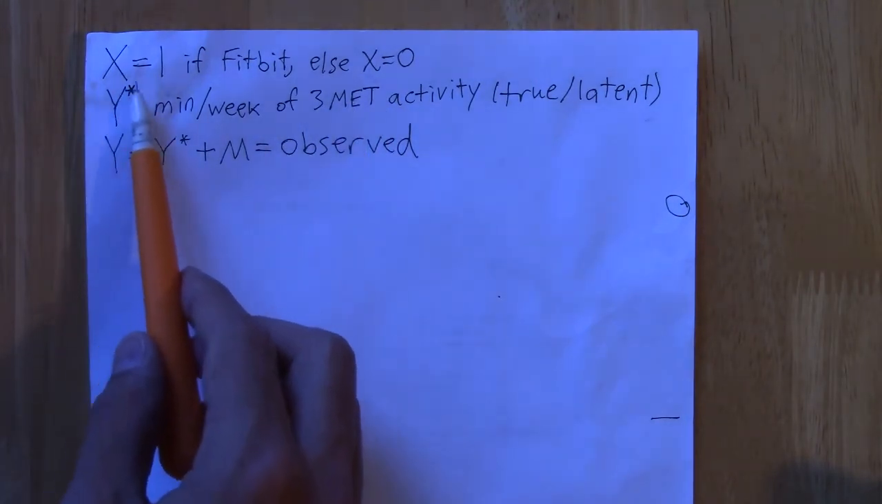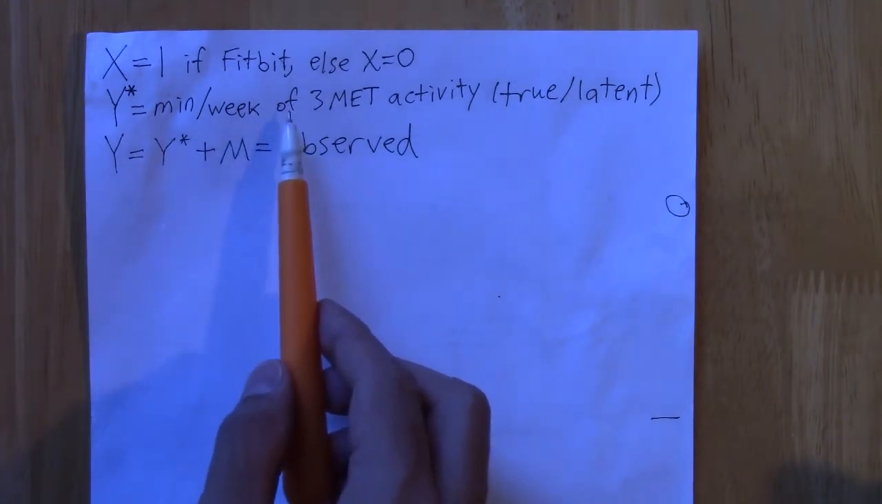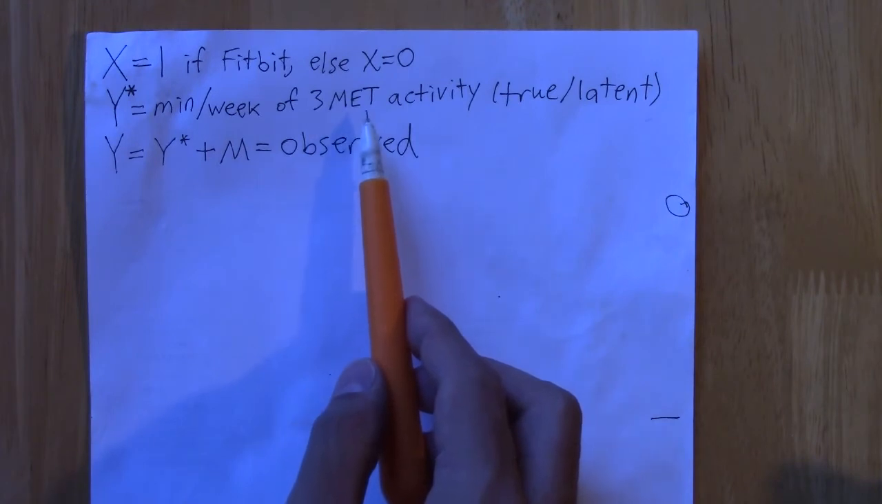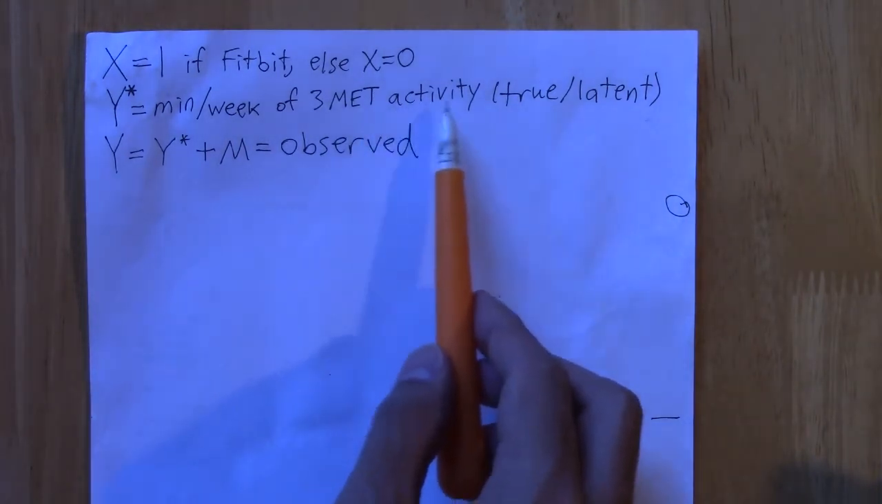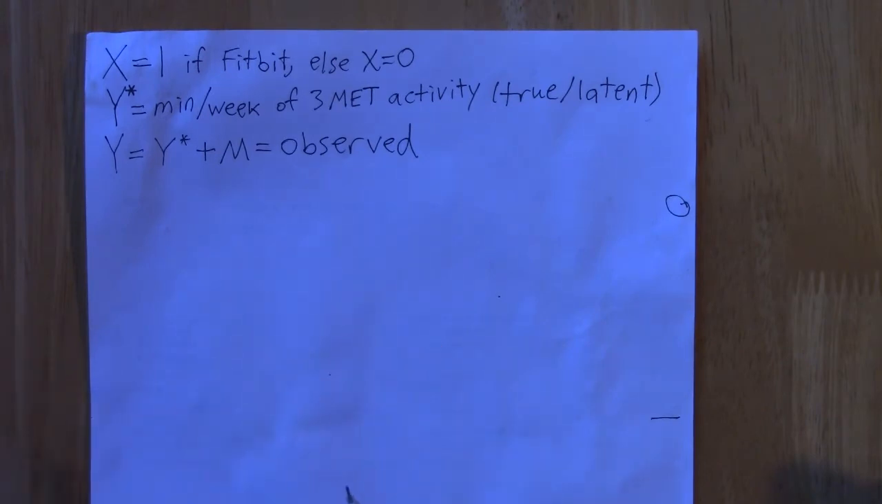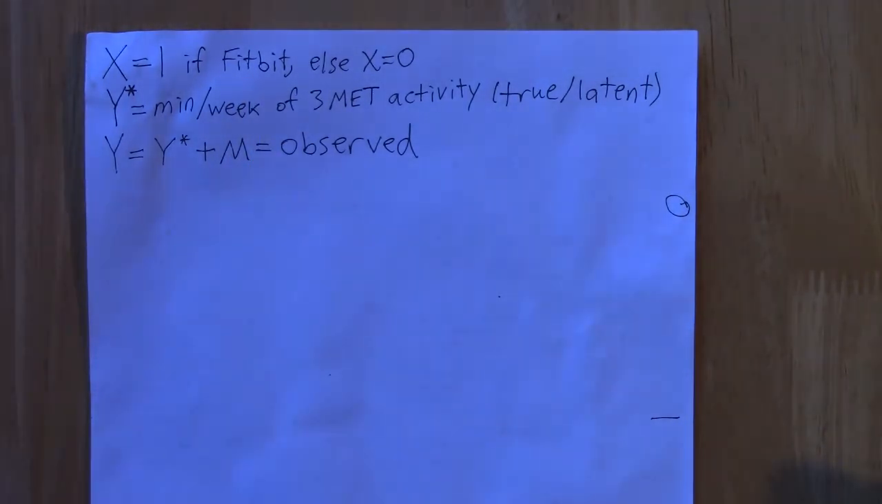And the outcome variable we're interested in is the minutes per week of this 3 MET, I think it stands for metabolic equivalent tasks, activity. It's a certain level of activity that's a more vigorous exercise activity. That's what the Fitbit tries to measure when it measures your active minutes.